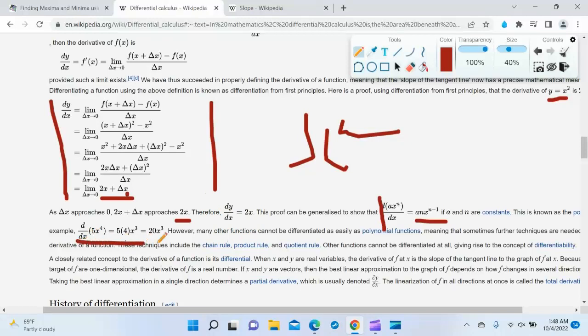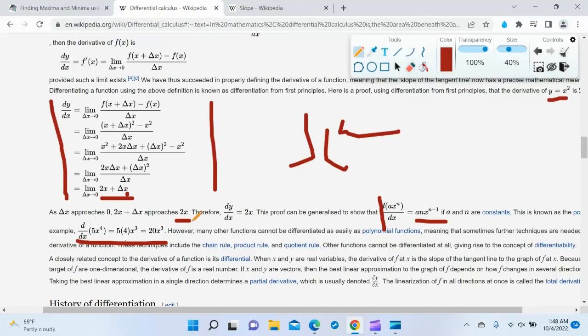Here we are also showing some examples. Like if d by dx of 5 x to the power 4, then what will you get? 5 into 4 into x to the power 3, and we get 20 x to the power 3. So basically 1 is subtracted from the power, it becomes 3, and the power is multiplied, so it becomes 20. So 20 x cubed.